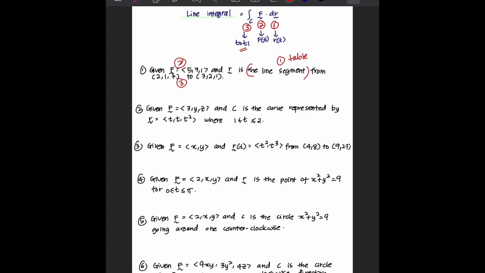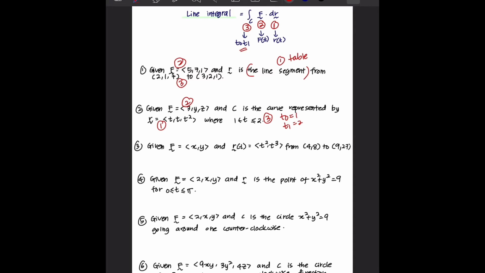Question 2. Given vector F and C is the curve represented by r(t) equal to something. For this question, r(t) is given, so no need to calculate. So this is 1. Second is vector F. And last one is the limit. The limit also is given for this question, so this is step number 3: t0 equal to 1, t1 equal to 2.